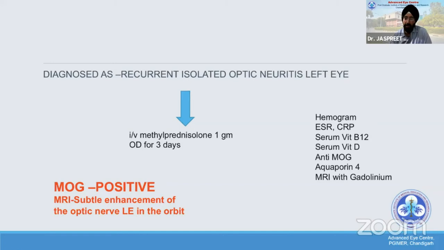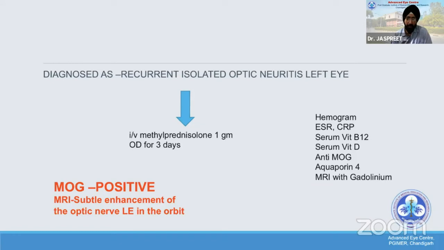Diagnosed as recurrent isolated optic neuritis, get him investigated. Now this is an attack which has occurred after three years. So we need to obviously treat him, but investigate him. And yes, what we find here is a MOG positive antibody. So something which started off, maybe the signs and symptoms were atypical.